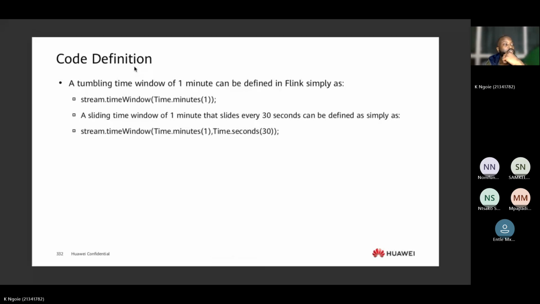Okay. So the way we're going to define it when we're coding, for example, if you want to deal with a time window, we're just going to say stream.timeWindow, and then we determine the time unit we want to use, minutes. So this is 1 minute. If we have a sliding time window of 1 minute, sliding every 30 seconds, we can define it as timeWindow with 1 minute and 30 seconds. So it slides every 30 seconds.